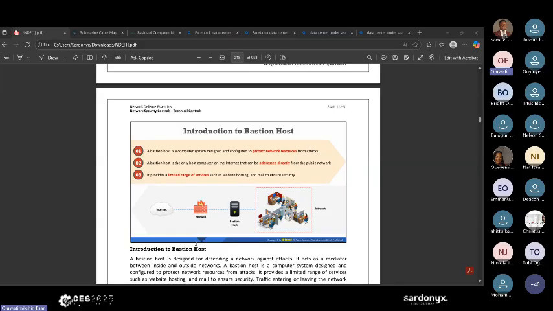Then let's talk about bastion hosts. A bastion host is a computer system designed and configured to protect network resources from attack. A bastion host is only one host computer, that means it's just one computer that can be addressed directly from the public network. This can be used in large or even medium enterprises. That means I can have a device through which you can access the web interface. Although we still talk about proxy servers, I can use a reverse proxy also if I want to. But whatever you're accessing is this bastion host.